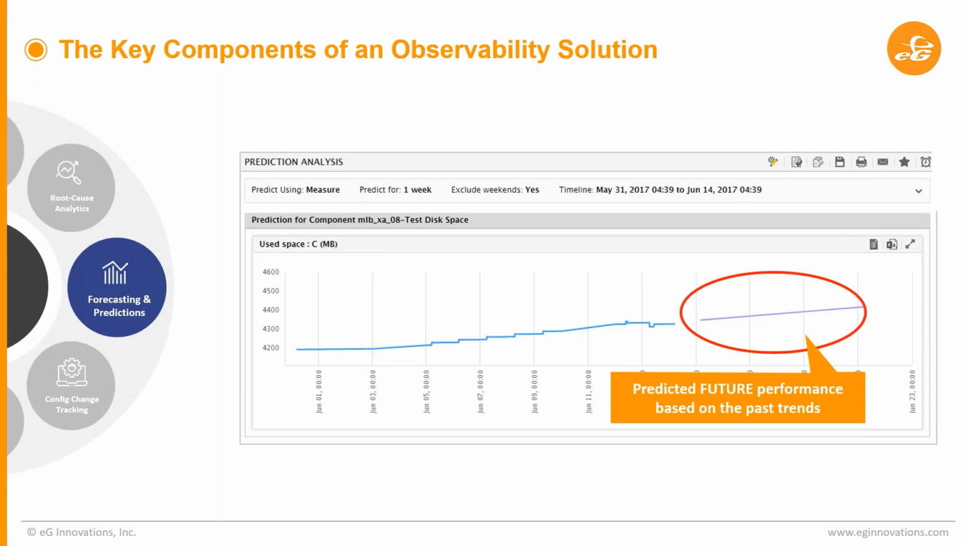If you look from a forecasting perspective too, an observability solution must look at the past, but it must also give you the ability to look at the future. So in this example, the blue line represents your past history. The purple line represents what we forecasted as where you think you're going to be in the future. So this comes in handy from a planning perspective.